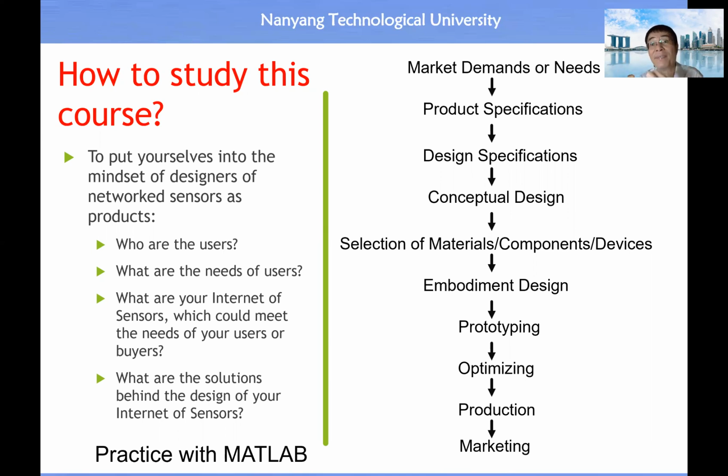Basically, it is to obtain sensory data. Without the sensor, how do you get the sensory data? All right. Then what should your Internet of sensors be, which could meet the needs of your users and buyers? After the study of this course, you will have studied this whole range of sensors. Then you should know what the possibilities are for you to come up with a product which could be called an Internet or network of sensors, or Internet of a sensor, all right?